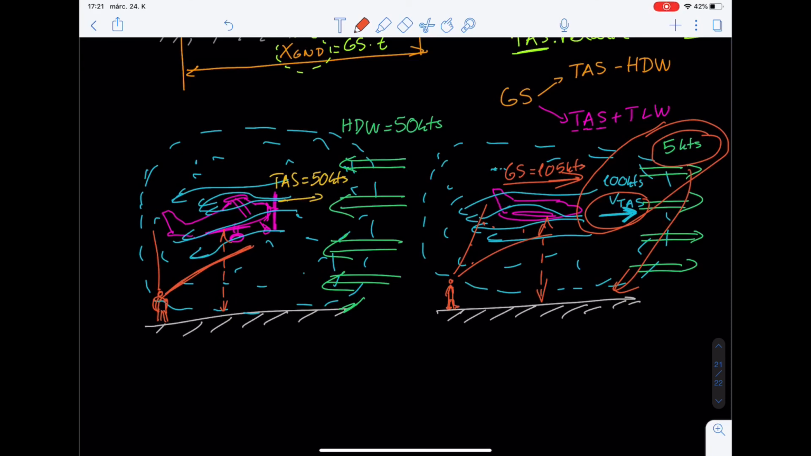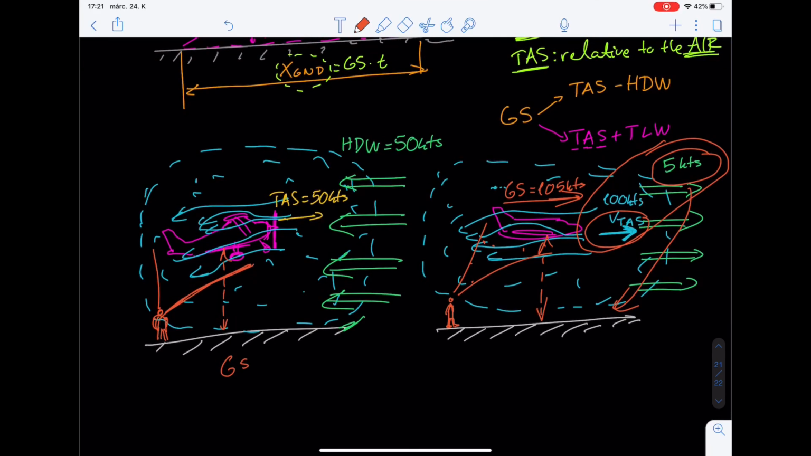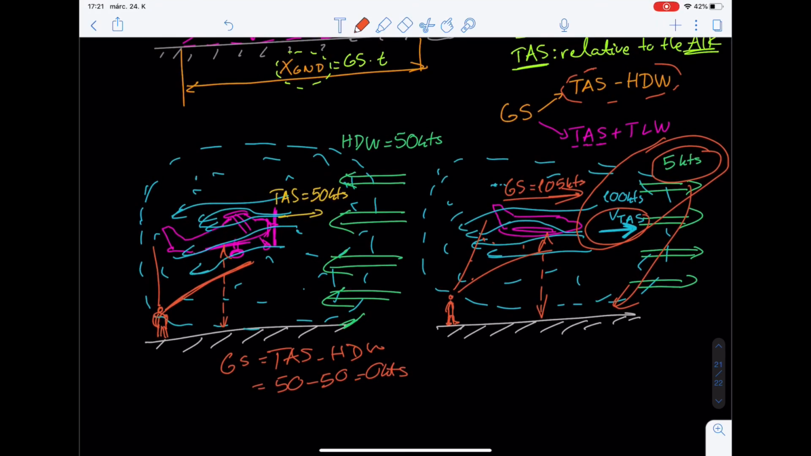Because the ground speed, as I've already written up here, if you have a headwind, is going to be the true airspeed minus the headwind. So 50 knots minus 50 knots is, of course, 0 knots. So the aircraft is moving relative to the air with 50 knots, and the air mass is moving relative to the ground with 50 knots backward.